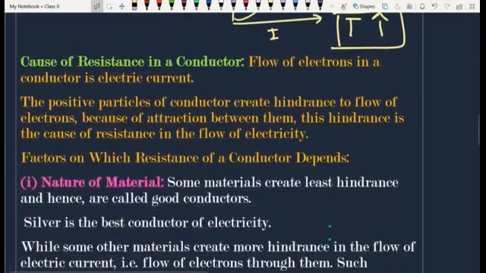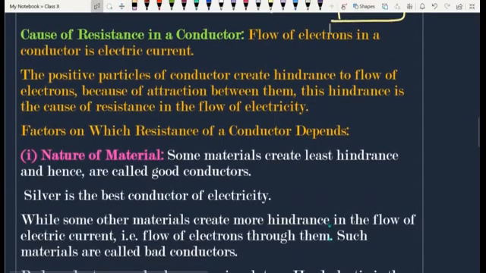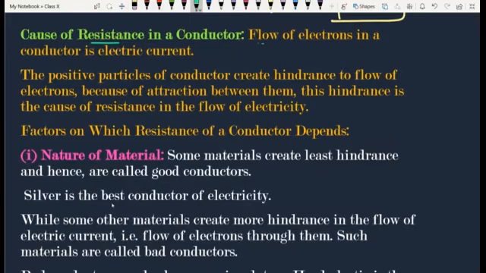So, the cause of resistance in a conductor. What are the main causes? We have already discussed it, but let us conclude again. The flow of electrons through any conductor is called electric current, denoted by I. The positive particles of the conductor create hindrance to the flow of electrons.